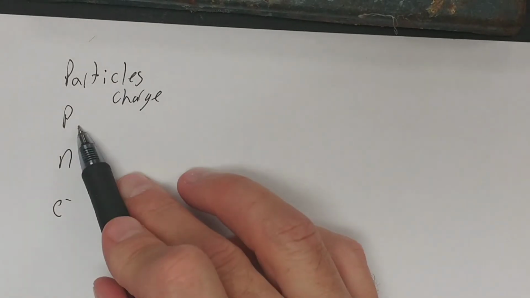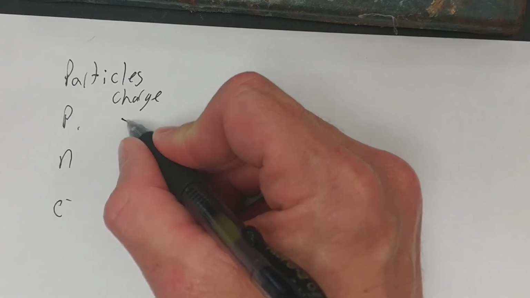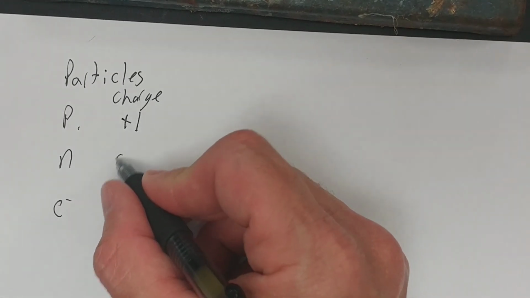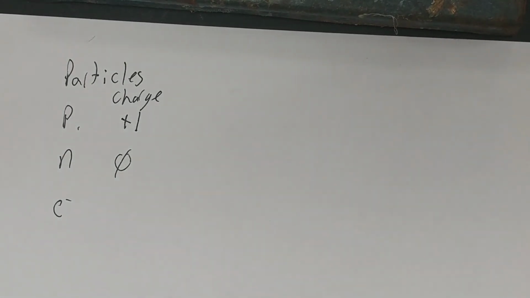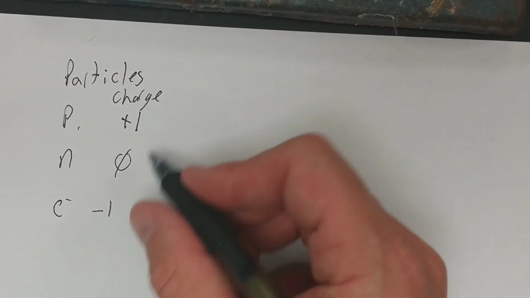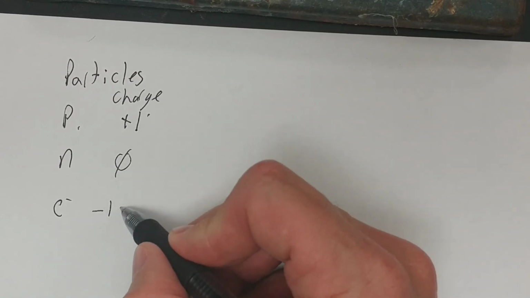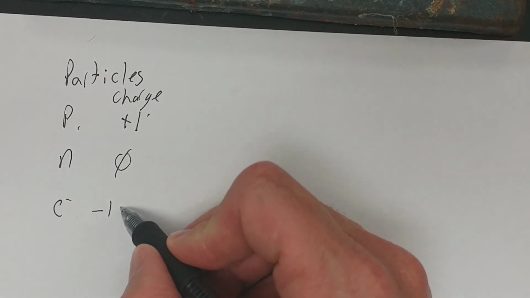Subatomic particles: proton, neutron, electron. What's the charge of a proton? +1. Charge of a neutron: 0, or neutral. Charge of an electron: -1. Proton and electron are equal in magnitude, opposite in charge.